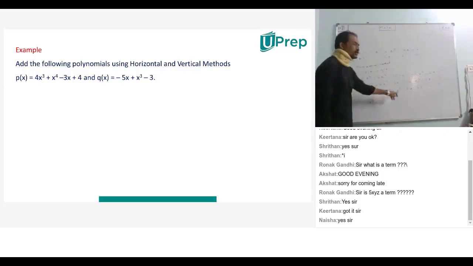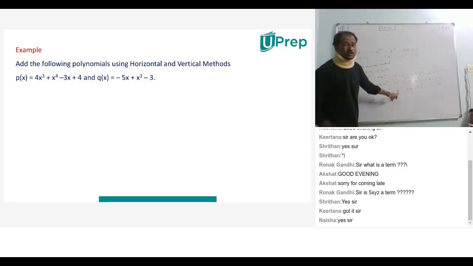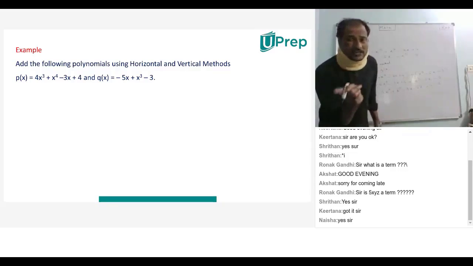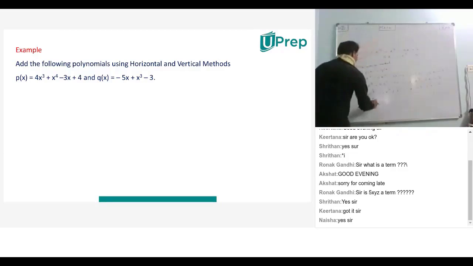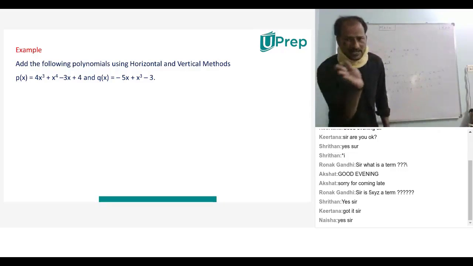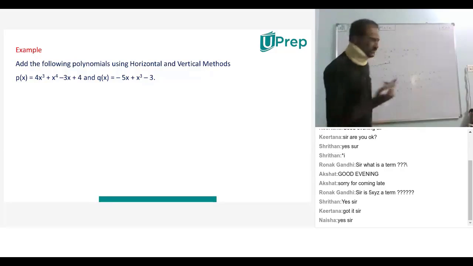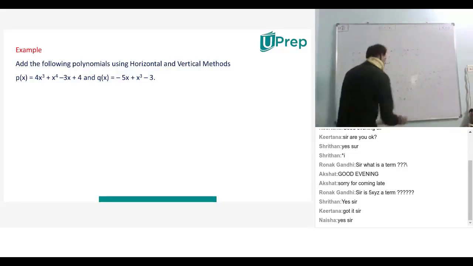Now plus 4x cubed plus x cubed will become plus 5x cubed. Why? Because the coefficient of x cubed is 1 and the coefficient of the other x cubed is 4. When 4 is added to 1, we get 5 and the variable is x cubed. So 5x cubed. Minus 3x minus 5x is minus 8x. Plus 4 minus 3 is plus 1.